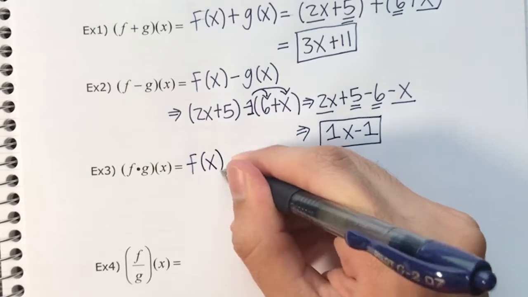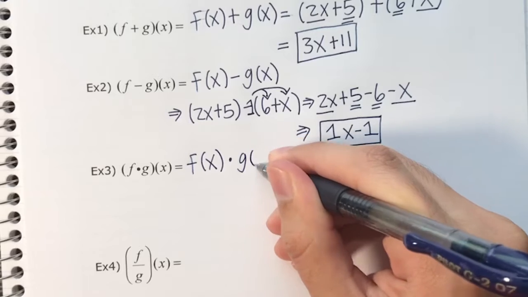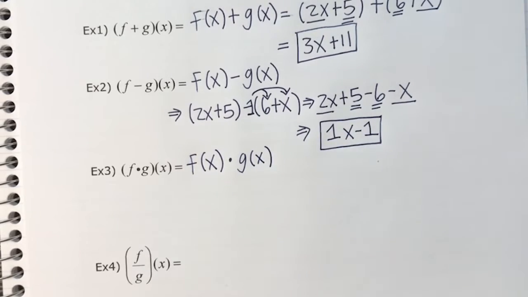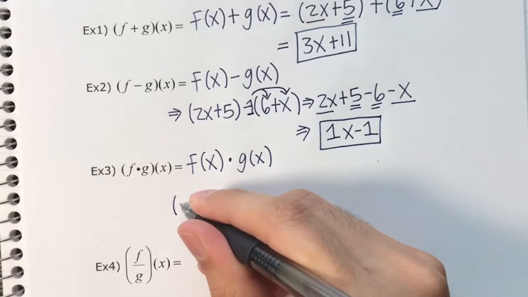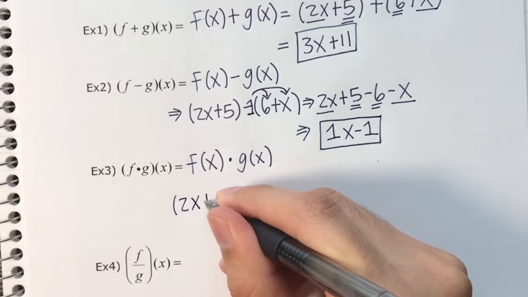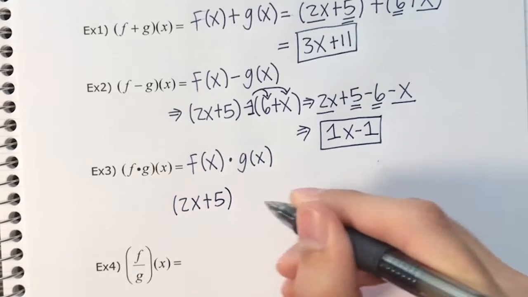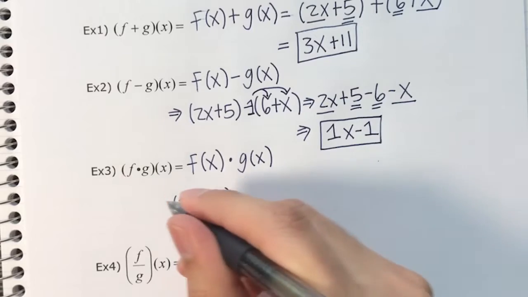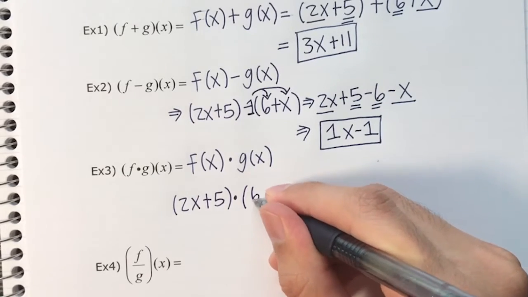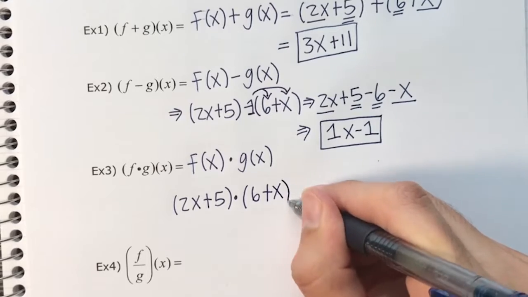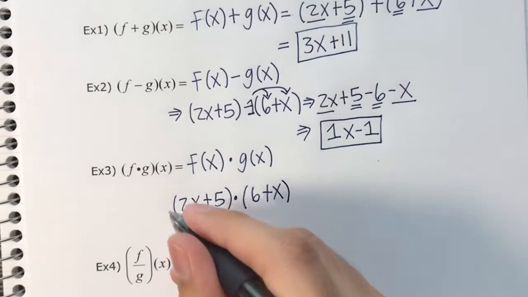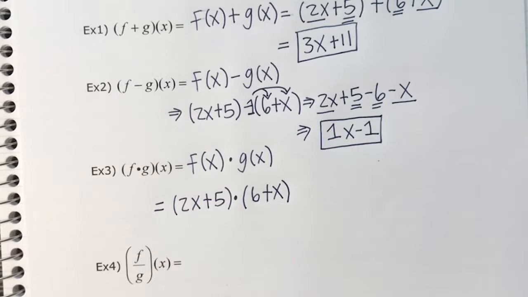F of x times g of x. Okay. Now, what is f of x? F of x is 2x plus 5 times g of x, 6 plus x. Now, I want to show that they're equivalent, so I'm just going to bring down this equal sign. So now what do we have to do here? Well, we're going to have to distribute. Okay, so let's do that.